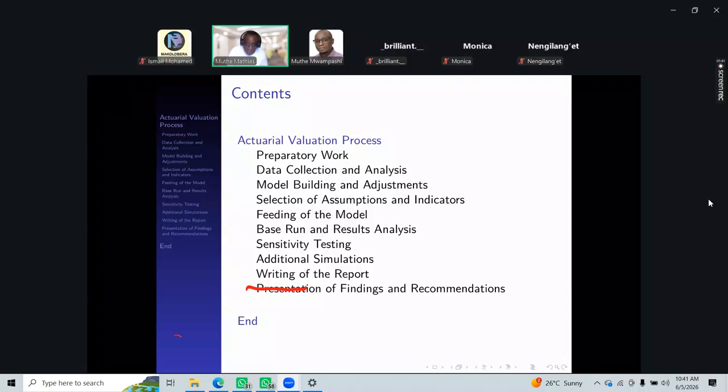Then base running and result analysis, sensitivity testing. Of course, I've said this at some point that it's very important that you check how sensitive your results are, and stuff like that, right?